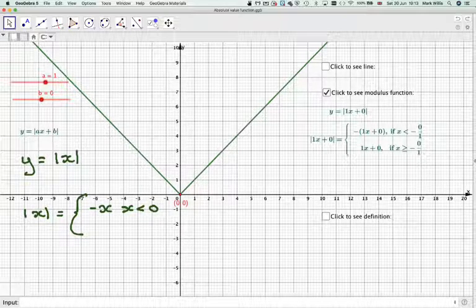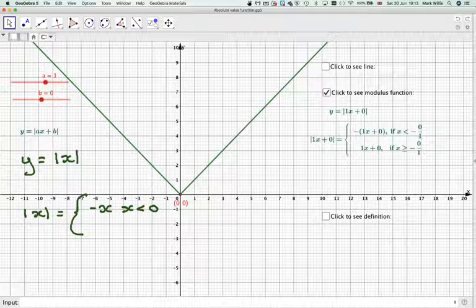Let's take the value of x here, this is minus 1. So the y value will be minus it, so minus of minus 1 is plus 1. Here we've got minus 2, and if we take minus x, that gives me 2. So that's how it makes it positive. So minus 3 will make that positive.